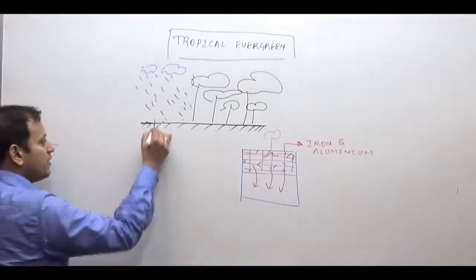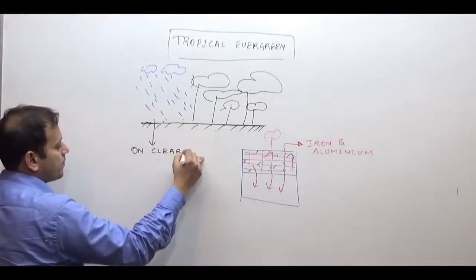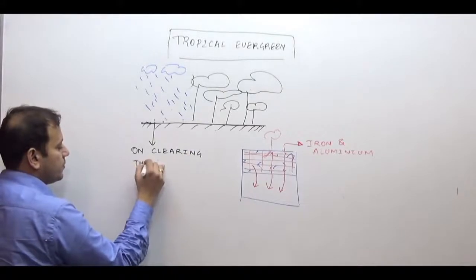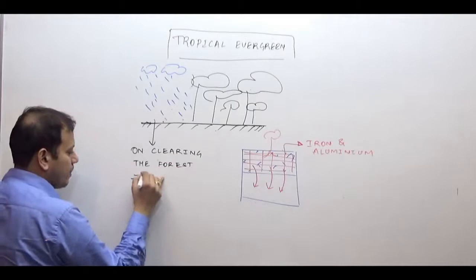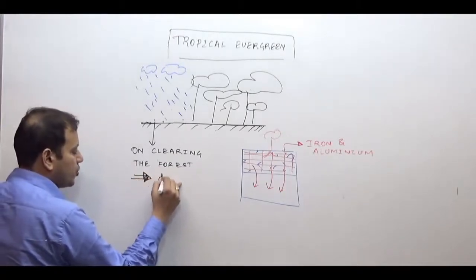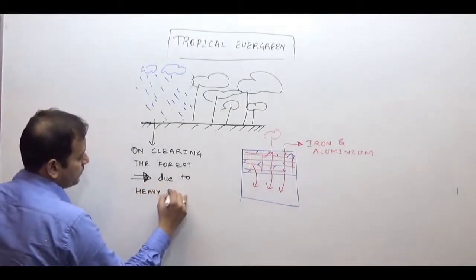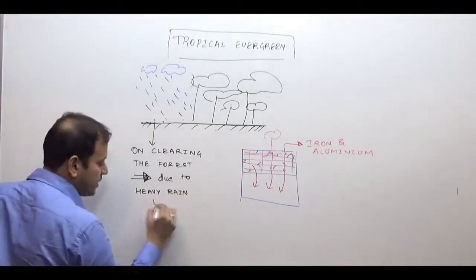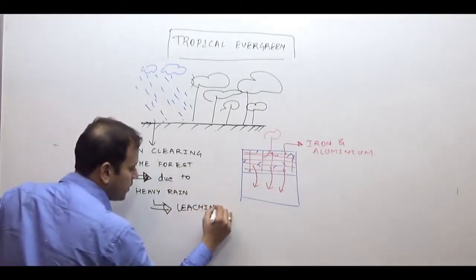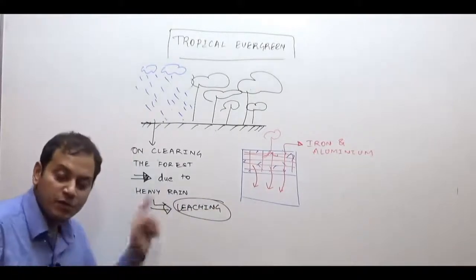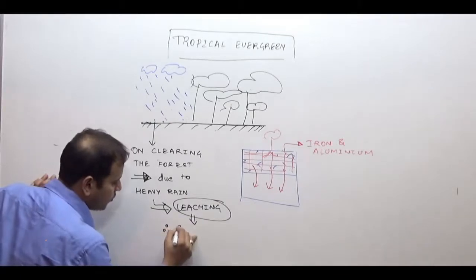So on clearing the forest, remember, due to heavy rainfall, what operates in this region? Leaching operates in this region. The process of leaching operates. What is this process of leaching? We will do that in the soil chapter, and therefore the soil becomes poor in nutrients.